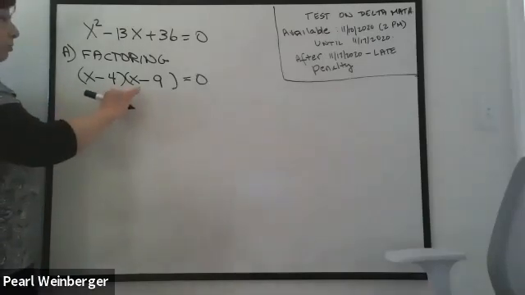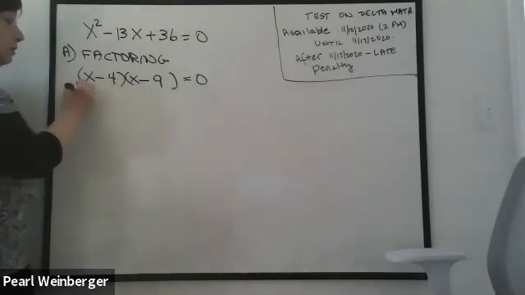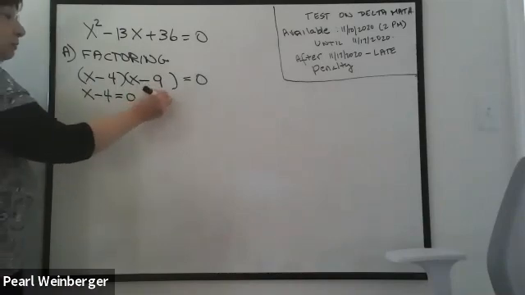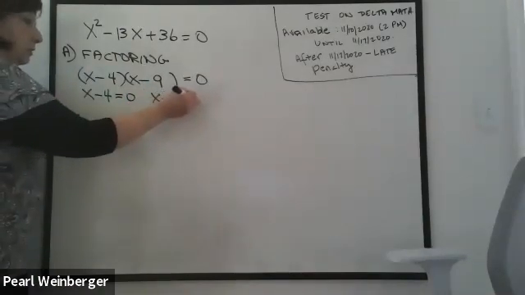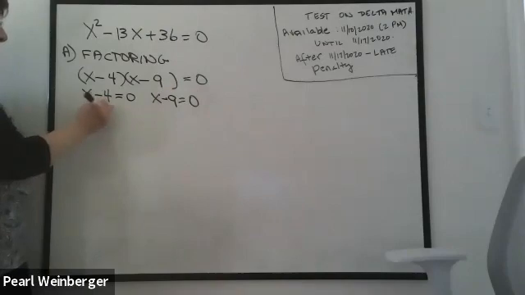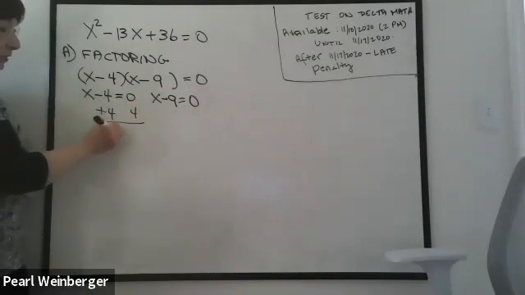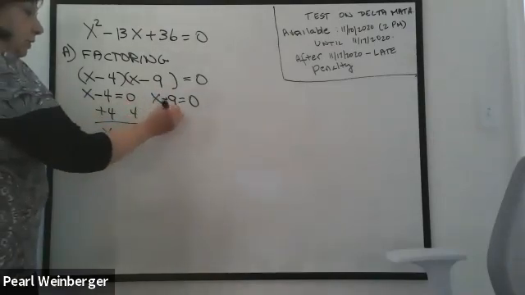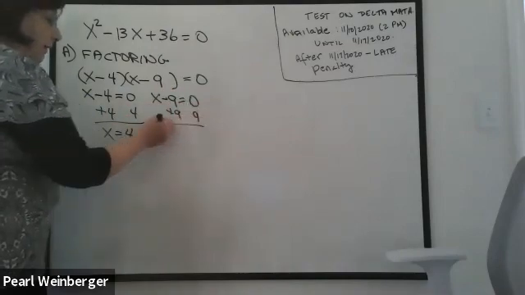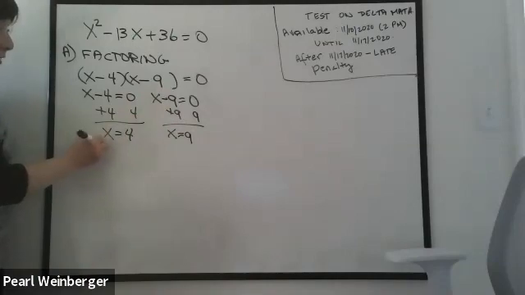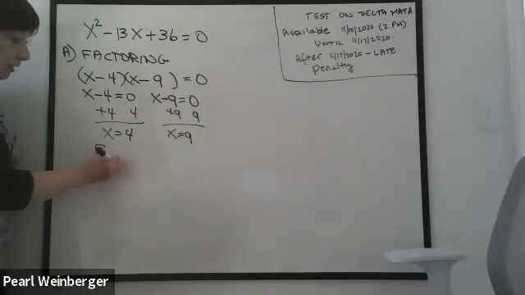If you remember, we don't stop here. We take each of the factors separately, x minus 4, and set it equal to 0, and x minus 9, and set it equal to 0. Then on this one we add 4 to both sides, so this gives me x equals 4. And here I bring the 9 to the other side, and that gives me x equals 9. My two answers come out to be 4 and 9.